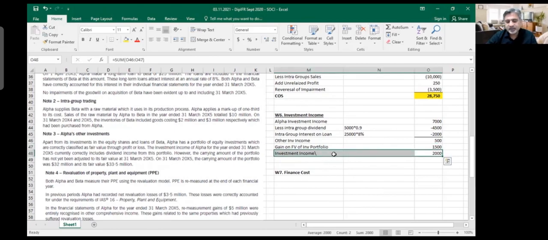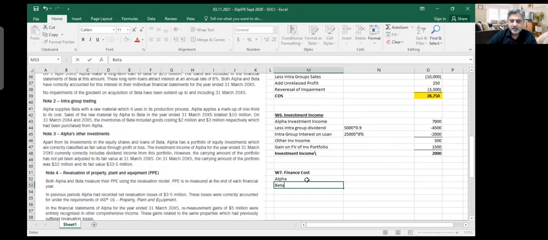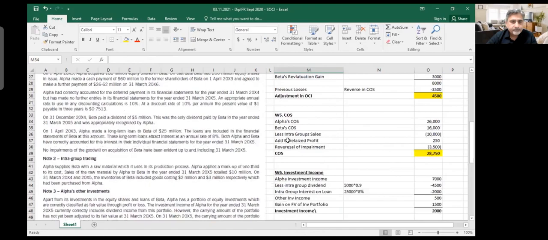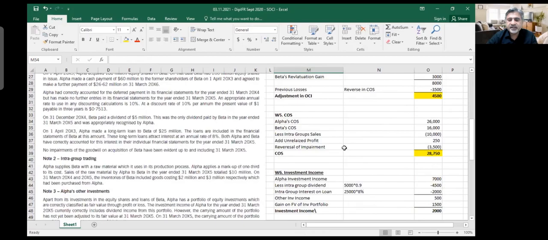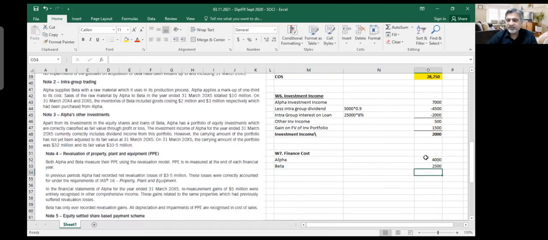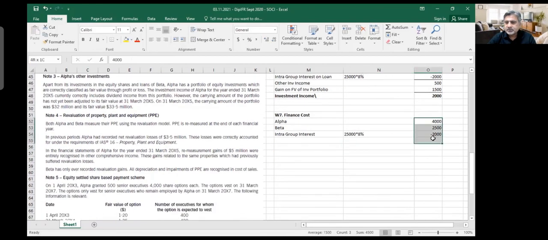Now, these are very simple calculations. Finance cost, Alpha, Beta. Alpha has finance cost of 4 million and 2.5 million. So 4 million and 2.5 million, and intra-group interest, which is this one, and we will subtract this from here. I think finance cost is nothing else other than that. So we get here our finance cost. Okay. Any questions until here? Please ask me, because I did quite a lot of calculations without getting your feedback.